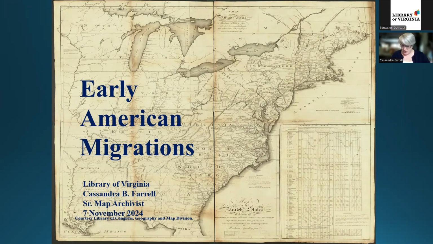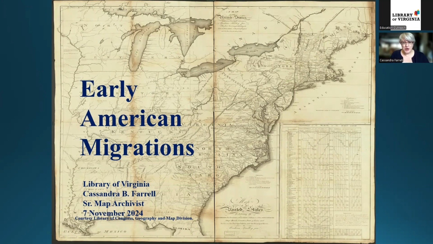Let's get going. As I said earlier, the title for this presentation is Early American Migrations, and the map that's on the screen is a map of the United States postal roads that was published in 1796. The main author is Abraham Bradley, and it very nicely identifies the roads that had been constructed, that were in use after the American Revolution.